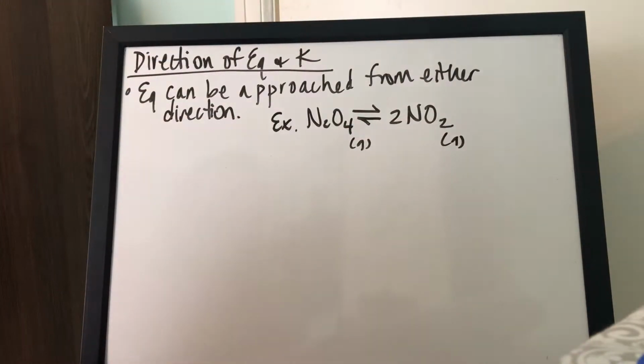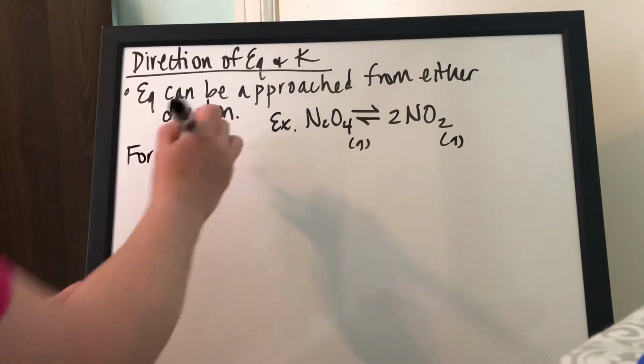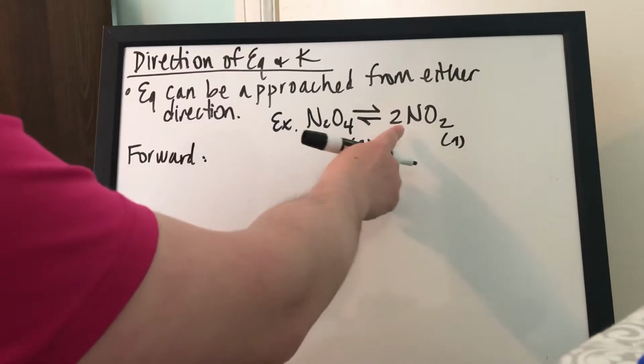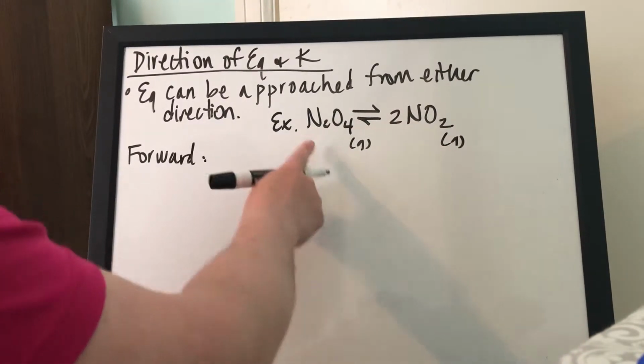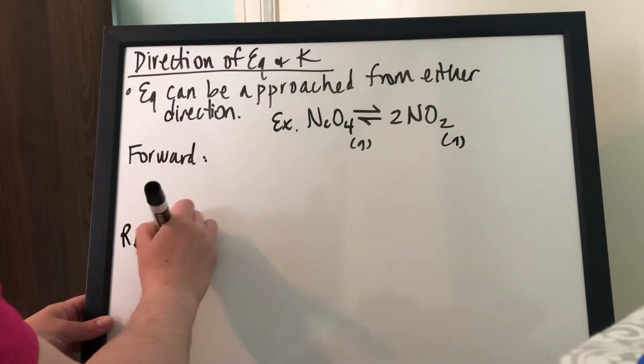So you have N2O4 in a container and it's going to decompose or break down into 2 NO2s. That would be the forward. But I can also approach this reaction from the reverse, meaning I'm reading it right to left, where these are my reactants and this is my product, so this is creating this. It can be read in both directions, and that's important for equilibrium.